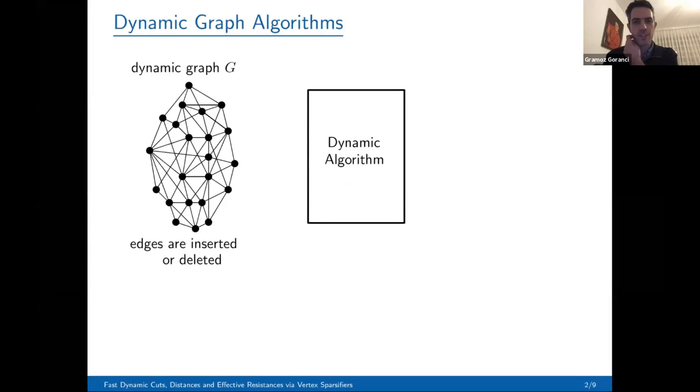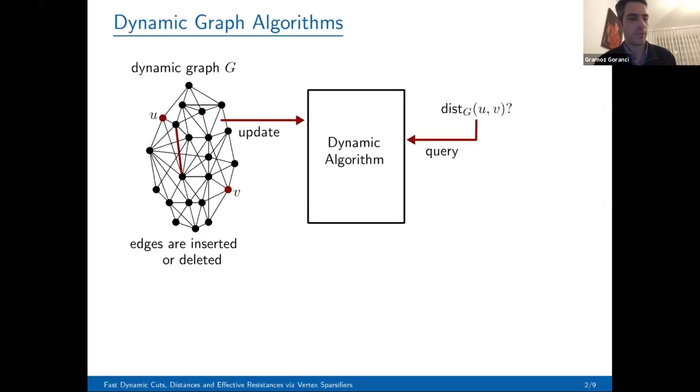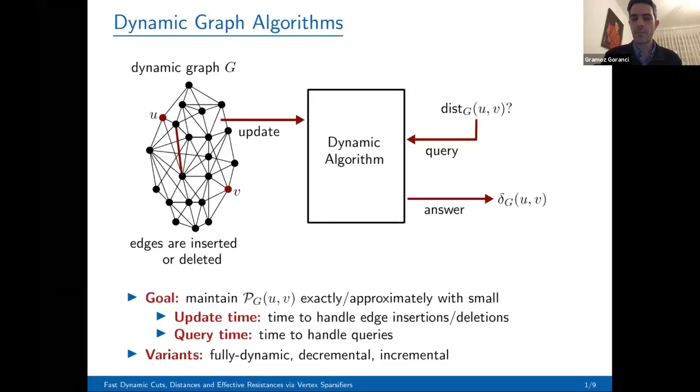In the previous talk, we saw what dynamic graph algorithms are, but I'm just going to try to do this again. Basically you're given a graph, the graph undergoes edge insertions and deletions, and the dynamic algorithm must be able to accommodate for these changes in the graph. And at any time, you can ask a query. For example, what is the shortest path distance between u and v in graph G, where G is the current graph here. And you get an answer, and this answer can be either exact or approximate. And what is the objective here?